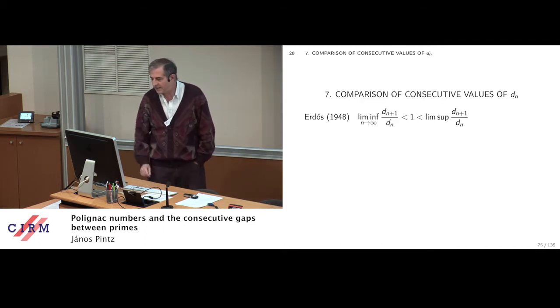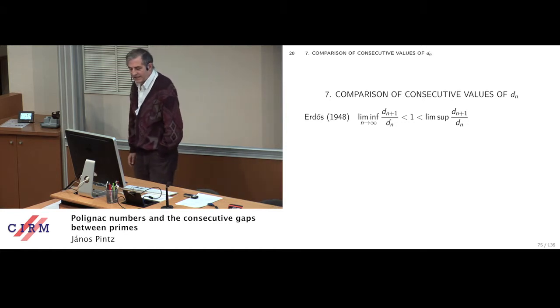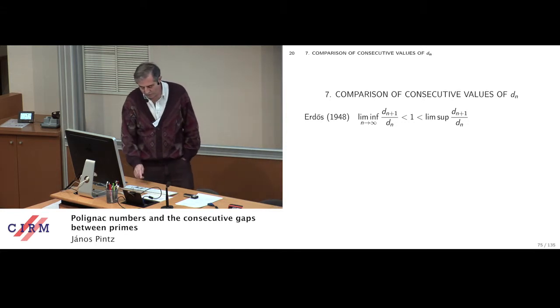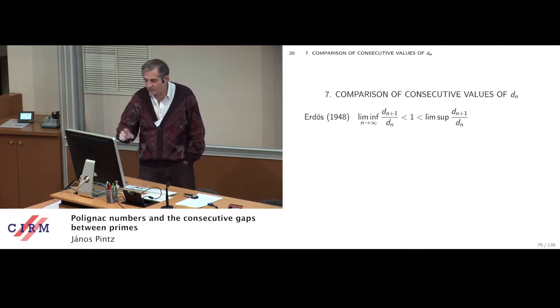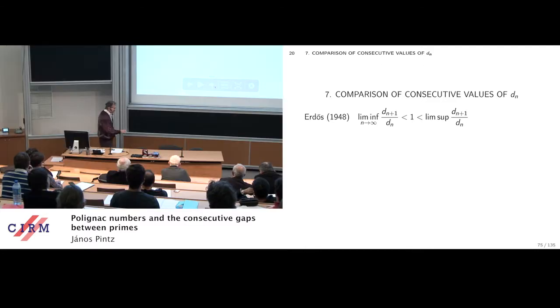Now another interesting result is that Erdős could prove some 65 years ago that d_{n+1} over d_n is a little bit less than 1 and a little bit larger than 1 infinitely often.